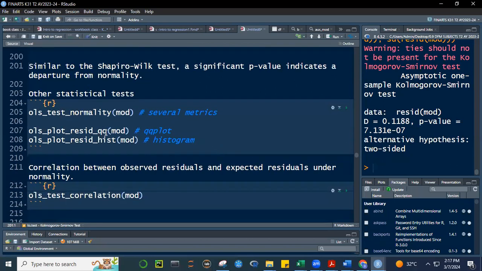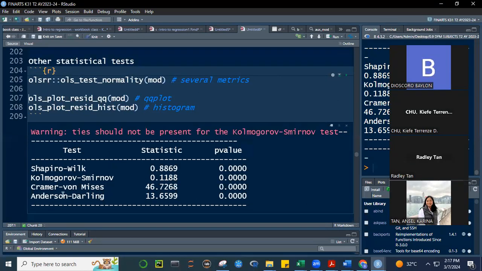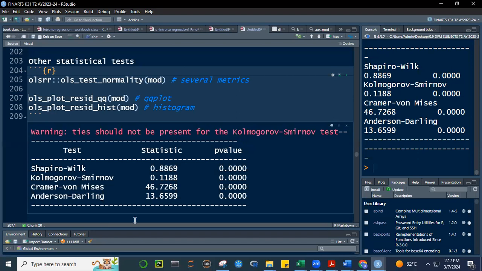Like this one. Okay, ito magandang test to, class. This is coming from your OLSRR. So si OLSRR, hindi lang yan for stepwise regression. No? It can be used also for diagnostic test. Okay, run natin to. Okay, ang sinasabi niya dito, here are several tests. Ang nakita lang natin si Shapiro-Wilk at saka si Kolmogorov-Smirnov. May iba pang test, yung Cramer at saka si Anderson. Pare-pareho yung null hypothesis niya. And all of them give p-values that are less than 0.05, which means that all of these tests reject the null hypothesis.